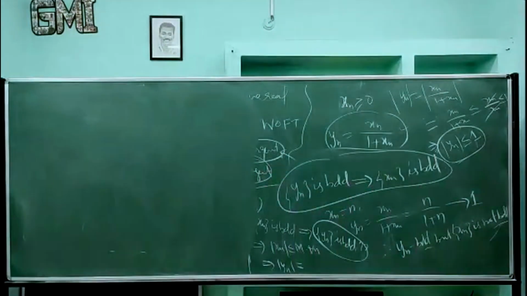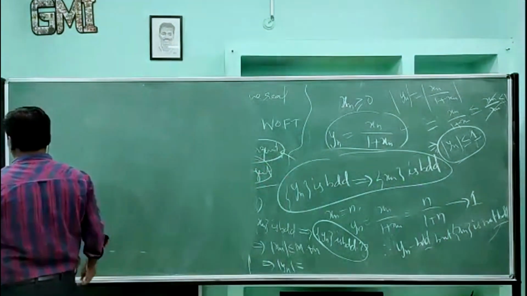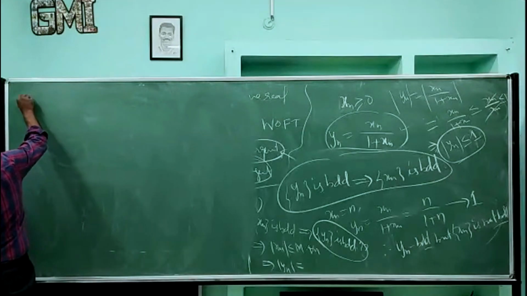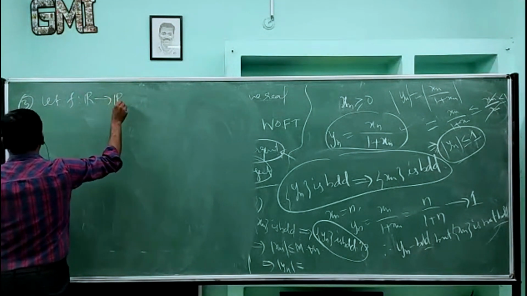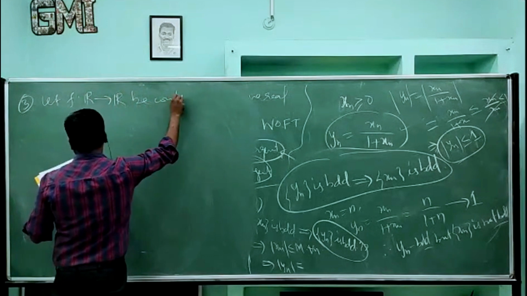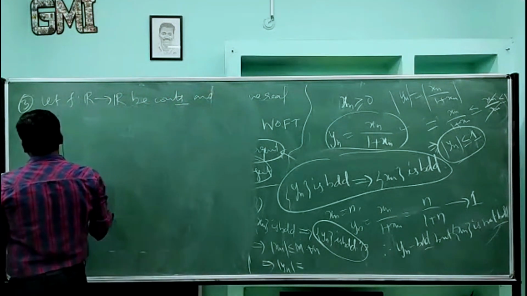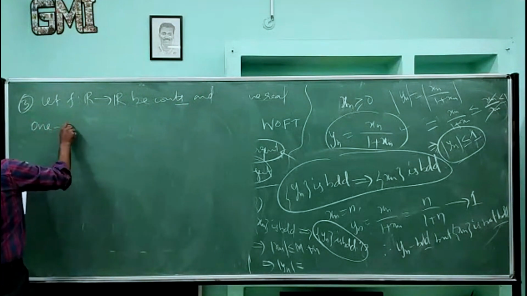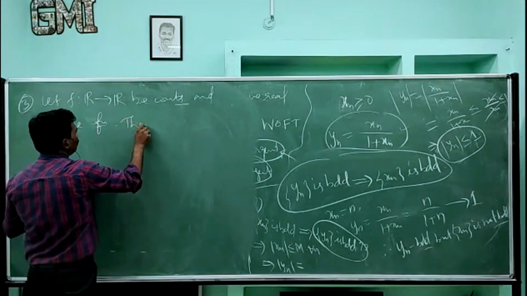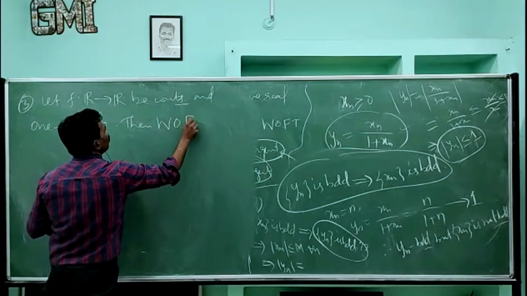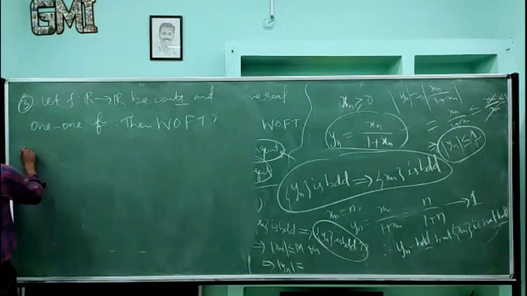First I will do this other problem, some other CSIR problem, an interesting one. Let f from R to R be a continuous function. Then which of the following are true?